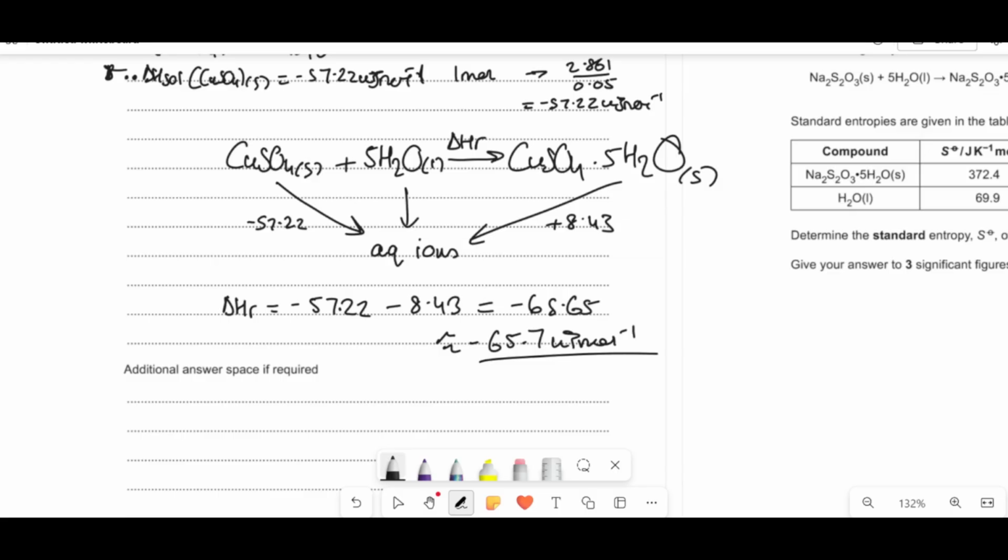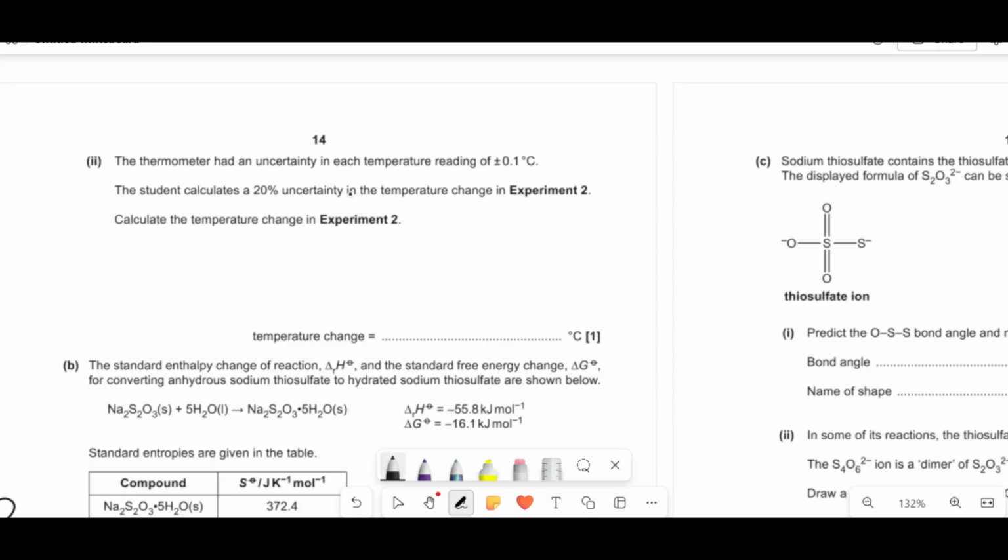It even says in the examiner report, level 3 candidates used the mass of solution with mc delta T to get an energy change. They then divided by the moles of the CuSO4 to get the kilojoules per mole. And then they made a cycle. Oh my God. So yeah, the thermometer had an uncertainty reading of each temperature, and they calculated a 20% uncertainty. What was the temperature change?